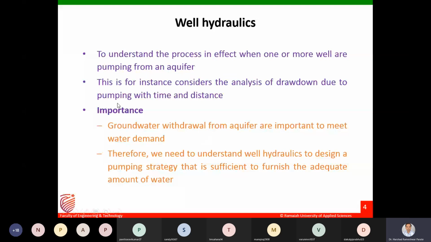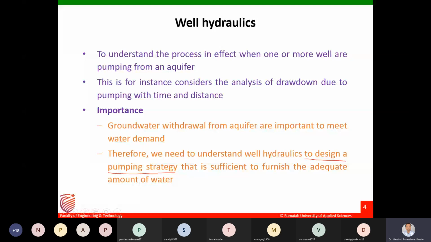Why is it important? Because groundwater withdrawal from the aquifer is important to meet the water demand. Therefore we need to understand well hydraulics to design a pumping strategy. To design a scientific pumping strategy, we should have basic knowledge of well hydraulics, and we should be able to say that this much quantity of water is safe to pump.